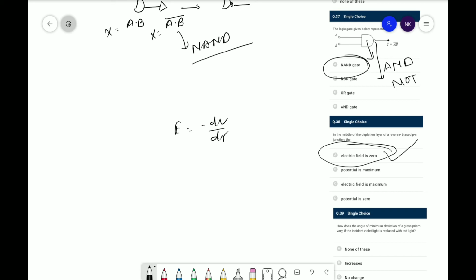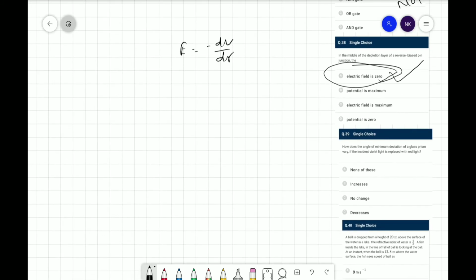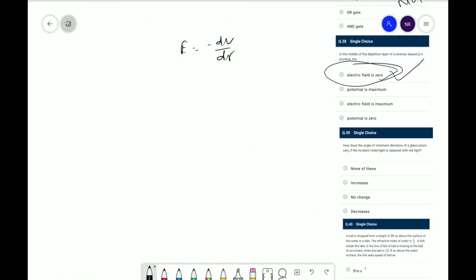If E is 0, it means V is constant. But if V is 0, then E can also be 0. But here the electric field is 0, and the electric field being 0 does not mean the potential is 0. Now moving toward the next question. In the next question, how does the angle of minimum deviation of a glass prism vary if the incident violet light is replaced with red light?